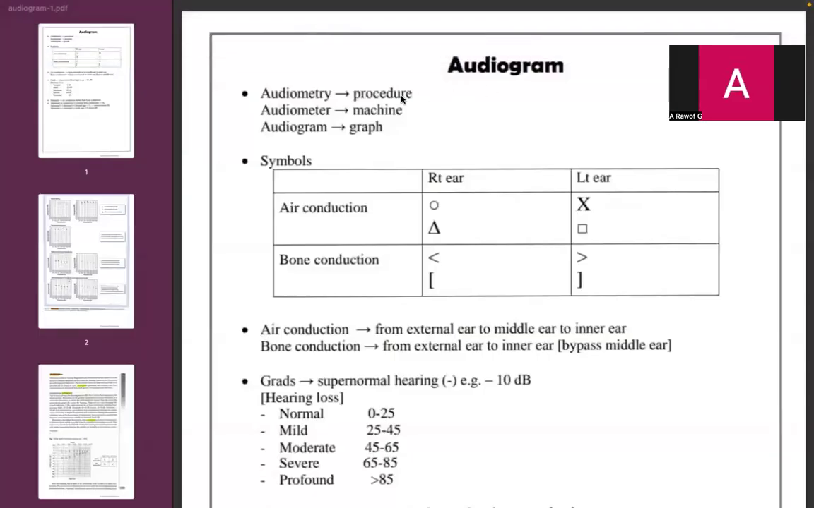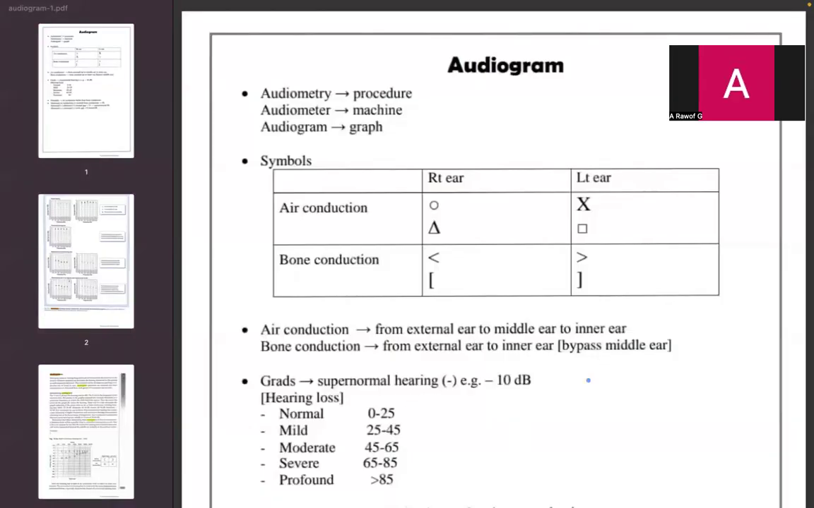So audiometry is the procedure, audiometer is the machine, audiogram is the graph. Air conduction: red circle and triangle for right ear, and open brackets for the right ear. Blue X and square for the left ear, and closed brackets for the left ear, represented in blue color. Air conduction goes from external ear to middle ear to inner ear, but bone conduction will bypass the middle ear.